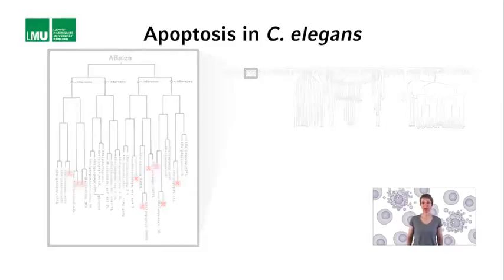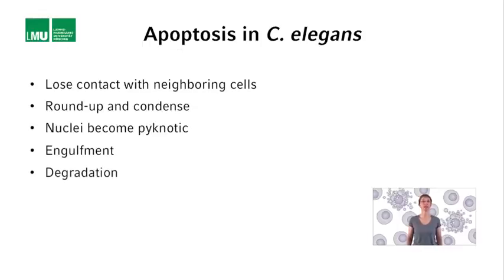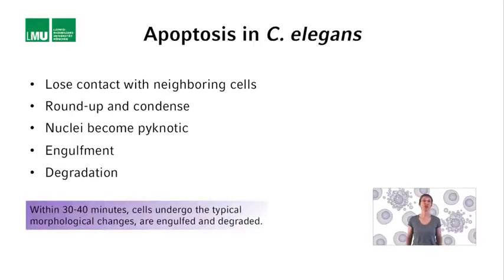How do these cells die? At the cellular level, they undergo the same morphological changes that mammalian cells that die by apoptosis undergo. They lose contact to neighboring cells, they round up and condense, the nuclei become pyknotic, and eventually they are engulfed and degraded by neighboring cells. In C. elegans, this entire process is very fast. Within 30 to 40 minutes, cells undergo the typical morphological changes, are engulfed and degraded.